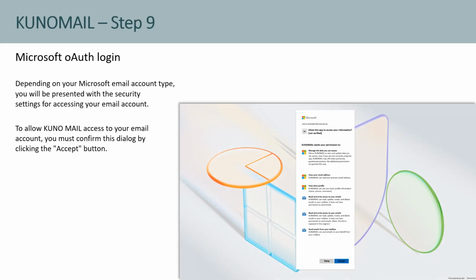Depending on your Microsoft email account type, you will be presented with the security settings for accessing your email account. To allow KUNOMAIL access to your email account, you must confirm this dialog by clicking the Accept button.